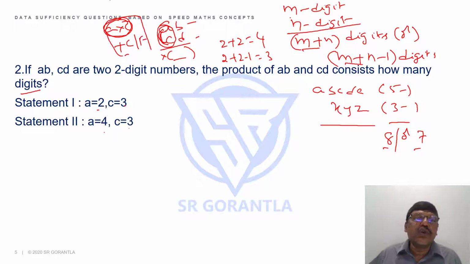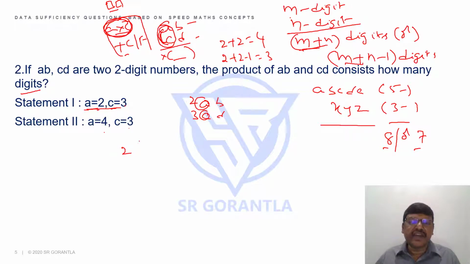If that is a 2 digit number, students, it will be M plus N digits. If that is a single digit number, it will be M plus N minus 1. Let me explain this statement. If you take A is equal to 2, C is equal to 3, as said. Students, A, B, C, D, you said. AB is a 2 digit number, and this is 3.